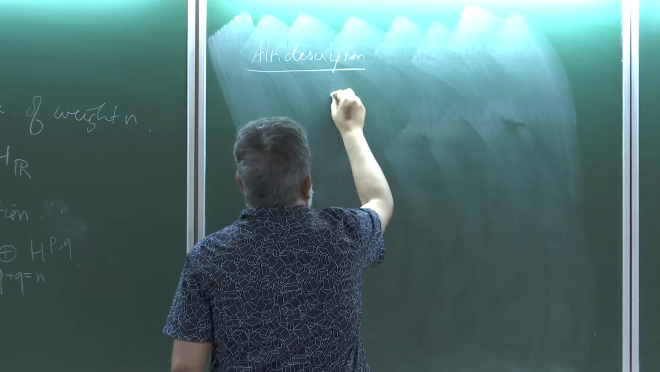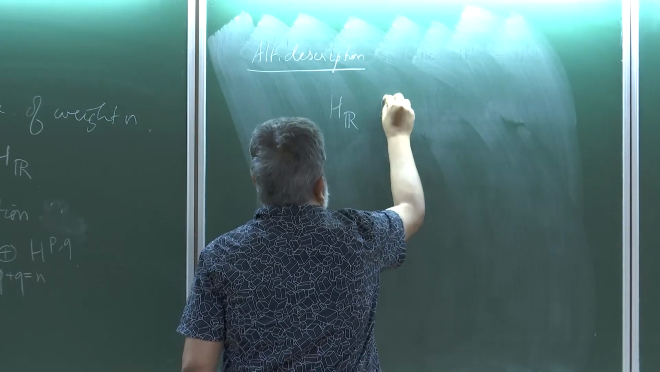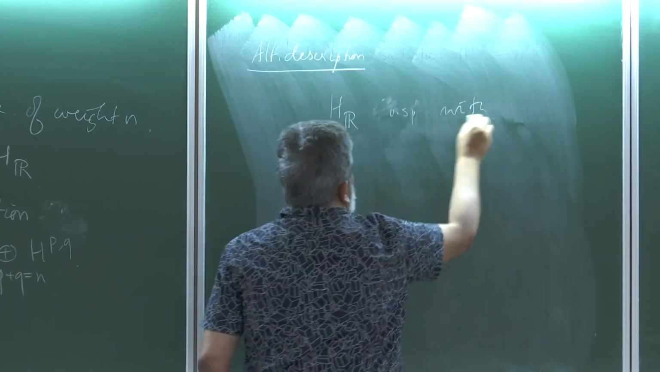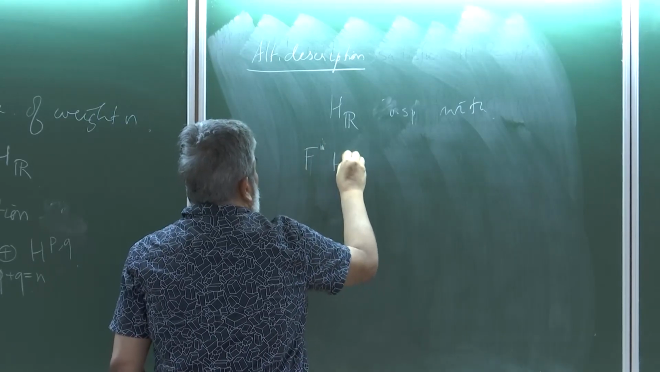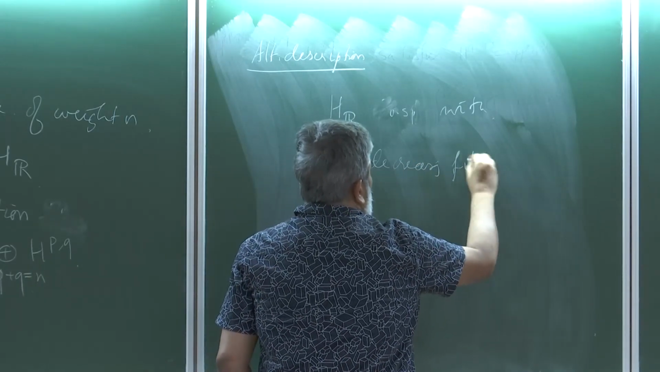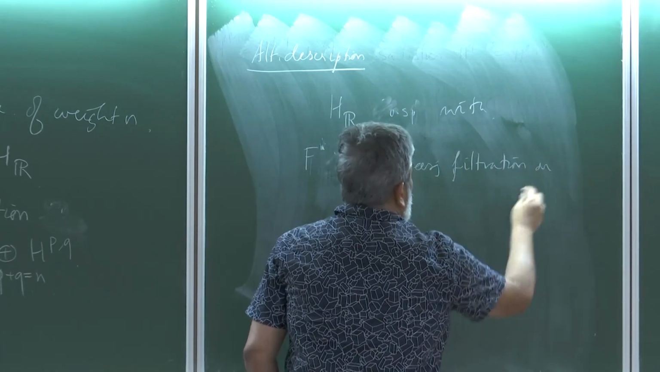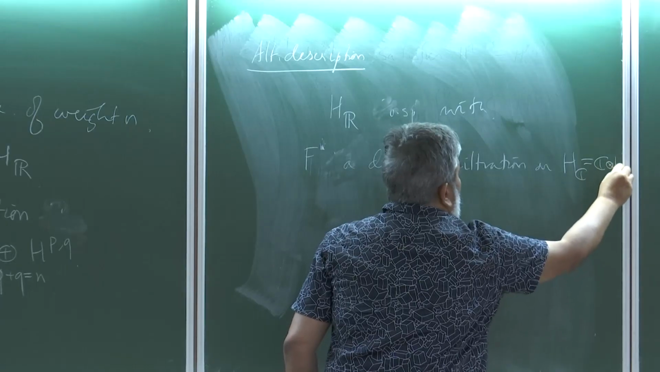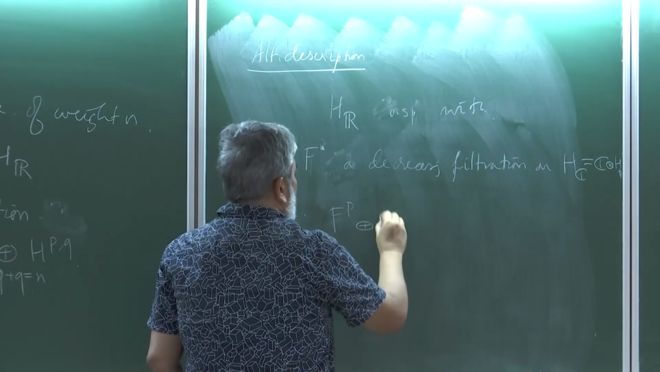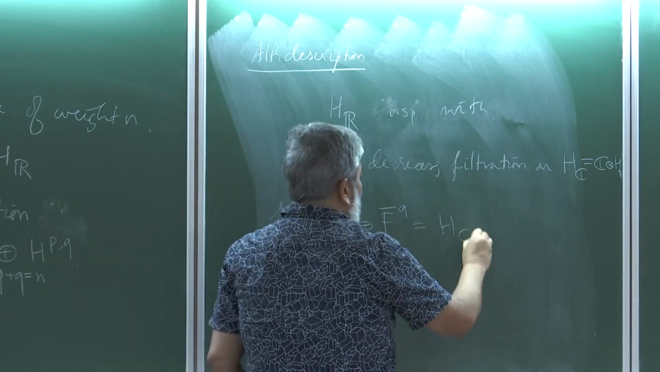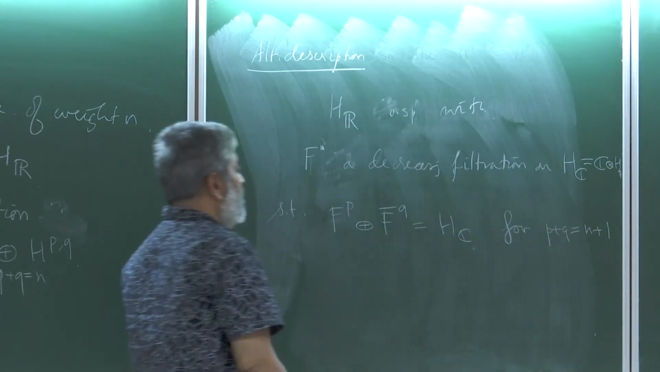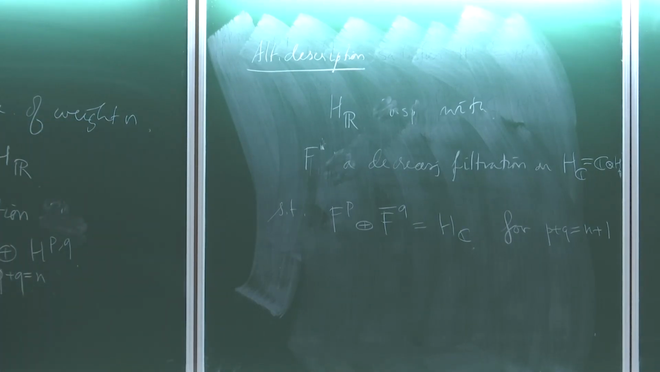Is to say that a Hodge structure is a vector space of weight n, the vector space H_R with F a decreasing filtration on H_C, which is equal to C tensor H_R, such that F^p, this is a decomposition for p plus q equal to n plus 1. So this is an alternate way of describing what is a Hodge structure.